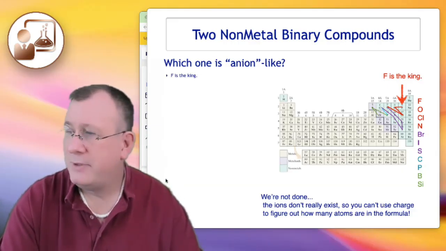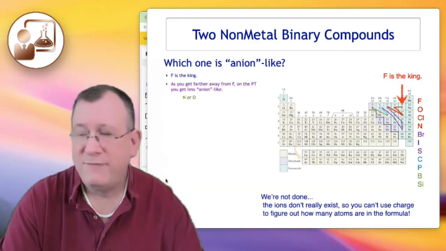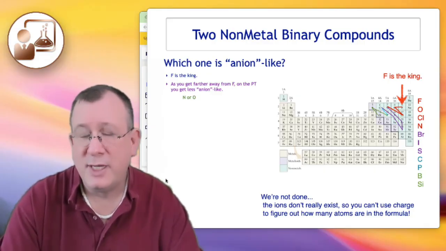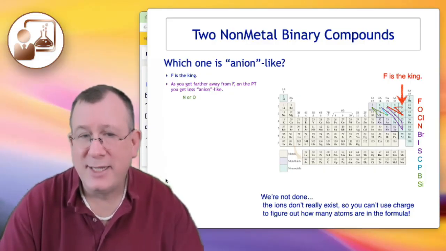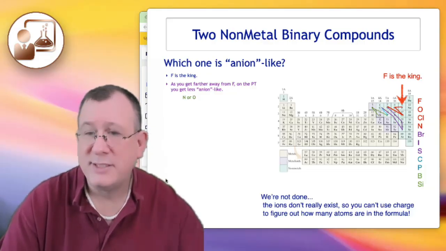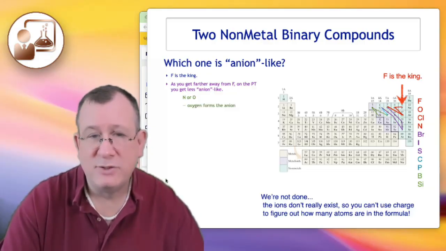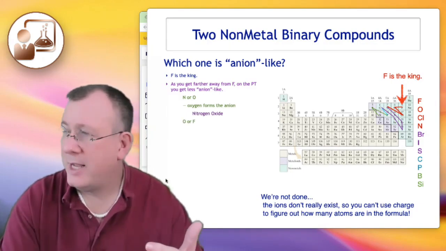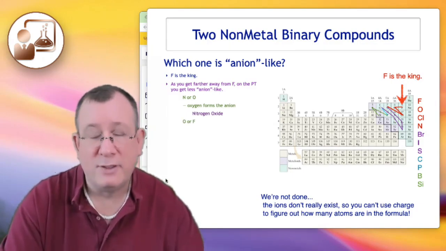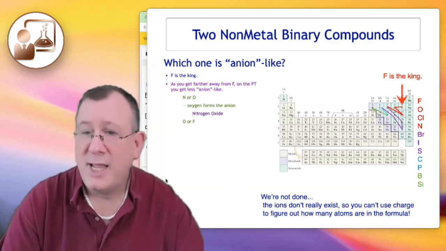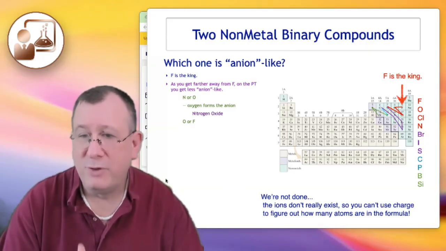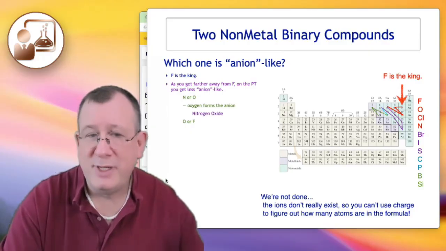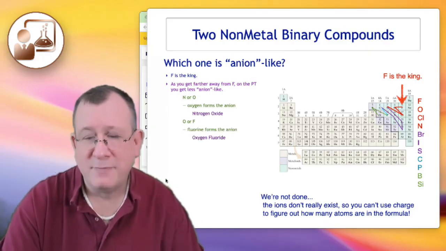So, for example, if I have the elements nitrogen and oxygen, well, oxygen's right next to fluorine. It's the more anion-like, and nitrogen is farther away. It's the more cation-like, so nitrogen goes first. If I have, for example, the elements oxygen and fluorine, that's not even a challenge. Anytime you have fluorine, fluorine is the anion, flat out, no choice. So it's going to be an oxygen fluoride.